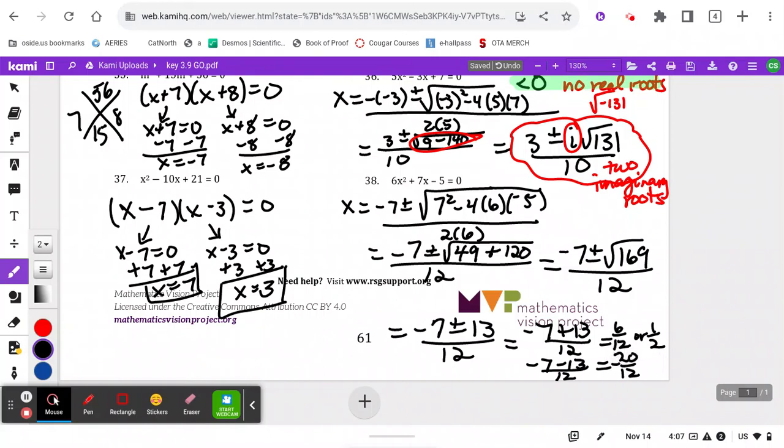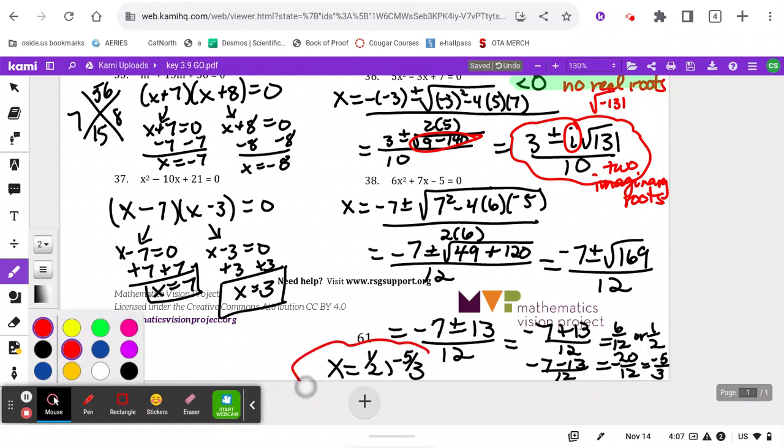Which reduces down to negative 5/3. Okay, let me double check that math. Negative 7 minus 13 is negative 20. 4 goes in 5 times, 4 goes in 3 times. There they are. So two real roots, 1/2 and negative 5/3. It means it was factorable. Wow.